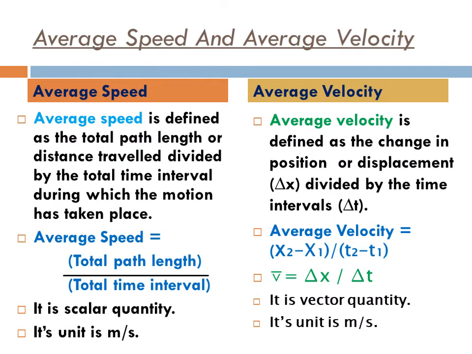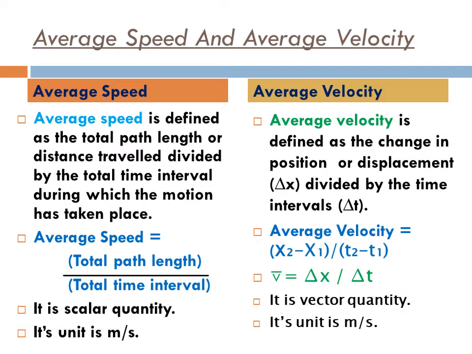Coming to our point, average speed and average velocity. The word average simply means the ratio of the sum of equivalent quantities divided by the total number of quantities. Average speed is defined as the total path length, or the distance traveled, divided by the total time interval during which the motion has taken place. Earlier we learned that speed is distance divided by time. For average speed, we have to know the total distance divided by the total time required to cover that distance. So its formula becomes: average speed is equal to total path length divided by total time interval.